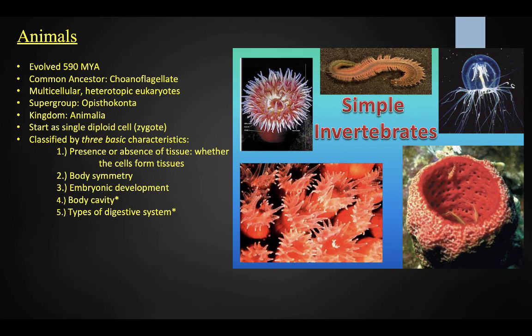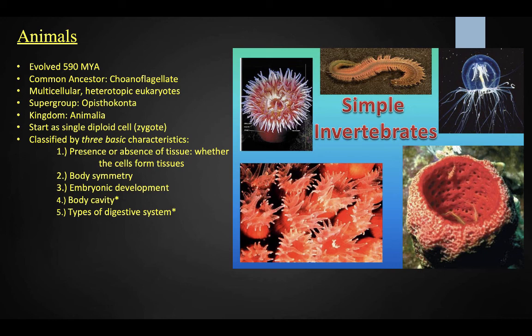They say animals evolved around 590 million years ago. All animals that we know of are multicellular, which means they're made of more than one cell, heterotrophic, which means that they don't make their own food, that they get it from another source, and they're eukaryotic, with eu meaning true and karyon meaning nucleus. It basically means that they have a nucleus and they have compartments. They're part of the supergroup Opisthokonta under the kingdom Animalia.